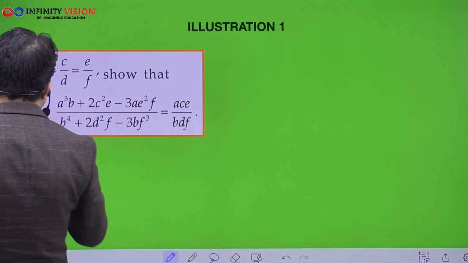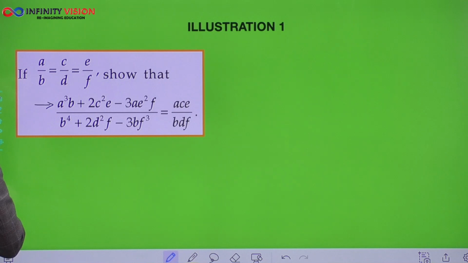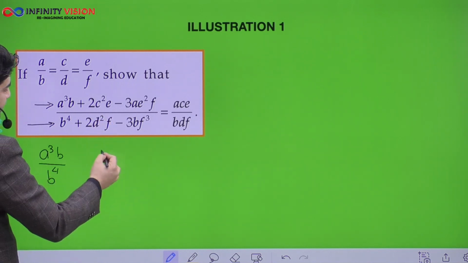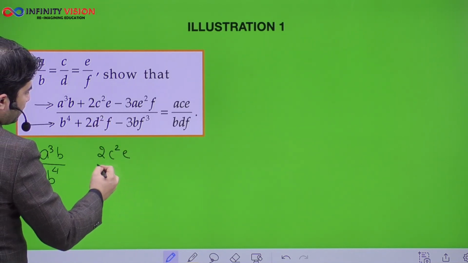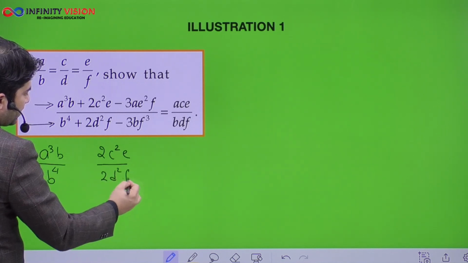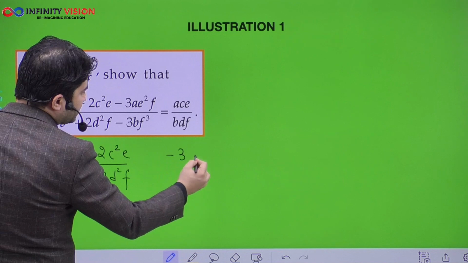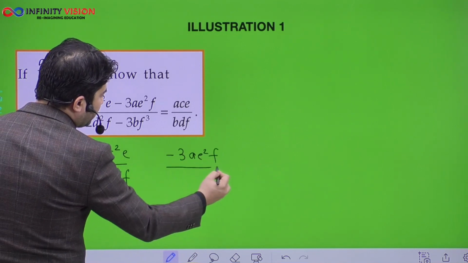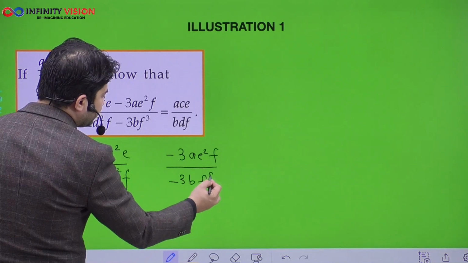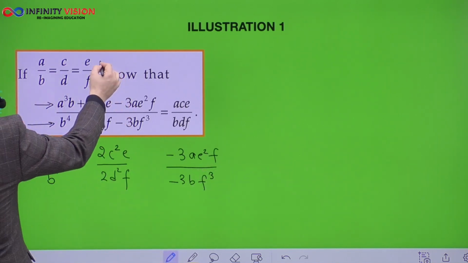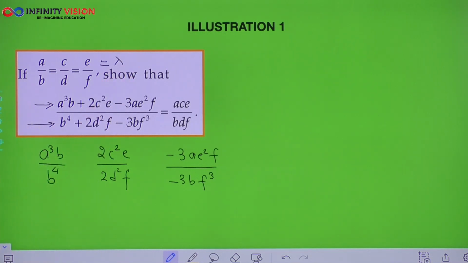When you look at the first term of the numerator and the first term of the denominator, if I take them separately, I see a cube b upon b to the power 4. And if I take the second, it is 2c square e upon 2d square f, and the third ratio I can see is minus 3a square f upon minus 3bf cube. Now let's say I am going to call each of the ratios lambda. I can say that b will cancel, so it becomes a cube by b cube, which is equal to lambda cube.